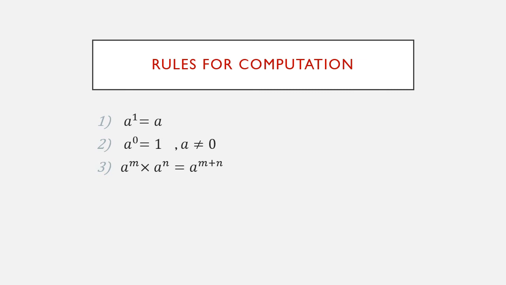0 to the power 0, we can't find its answer. The third property is a to the power m times a to the power n. If we have two numbers having the same base but different powers, we keep the base and we add the powers. So the answer will be a to the power m plus n.